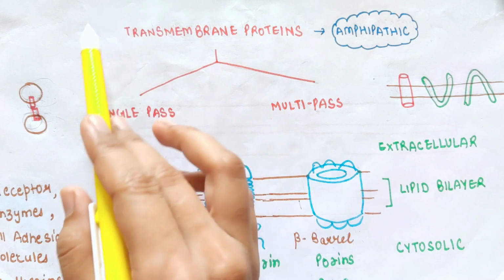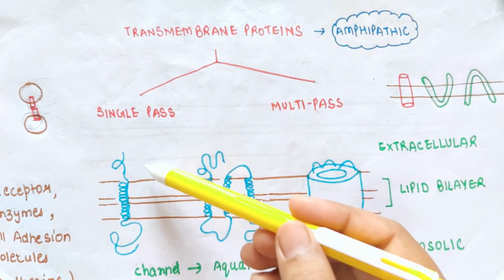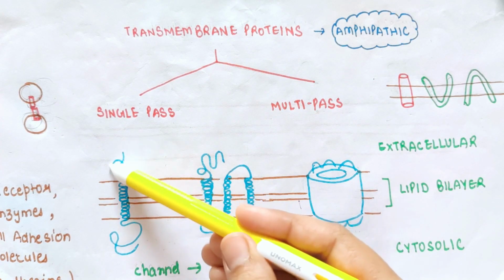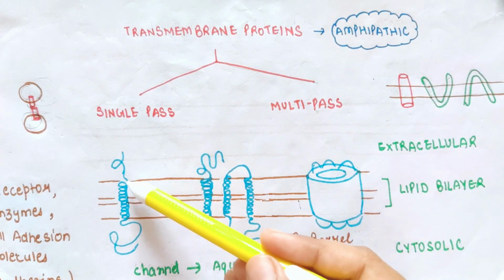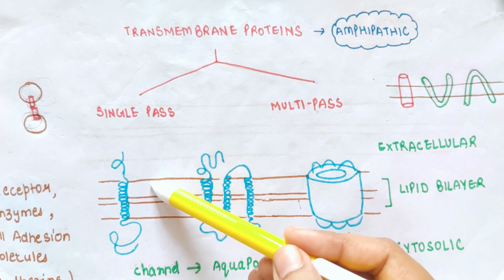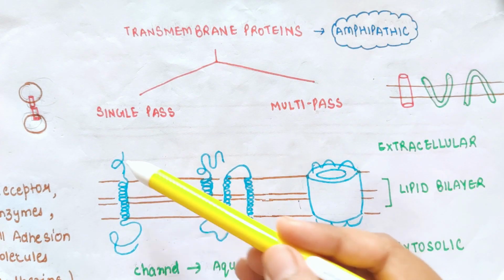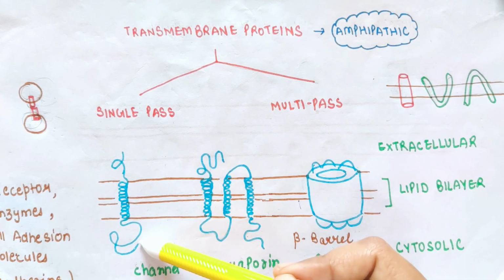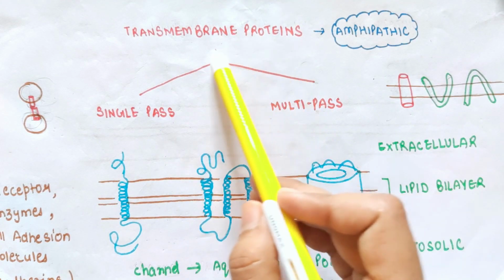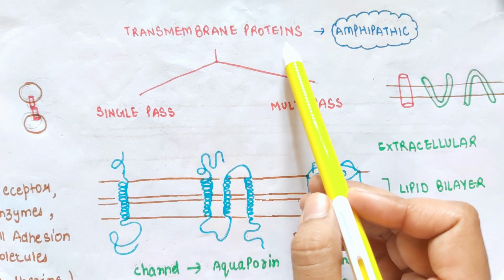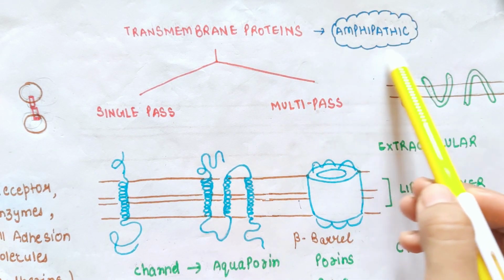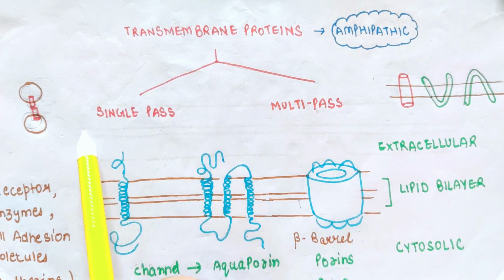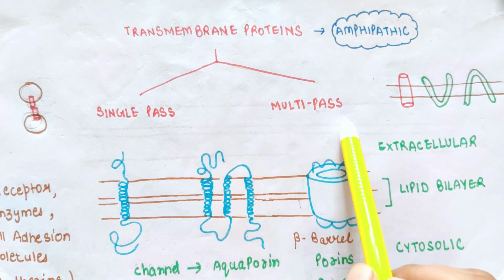Now, these transmembrane proteins are the ones which span the entire lipid bilayer. So, they have both hydrophobic as well as hydrophilic regions, where the hydrophobic regions interact with the hydrophobic core of the lipid bilayer, while the hydrophilic regions are exposed on either side of the membrane. Since these proteins have both hydrophobic and hydrophilic regions, they are considered amphipathic in nature. Next, these transmembrane proteins are further subclassified into single pass and multi-pass transmembrane proteins.